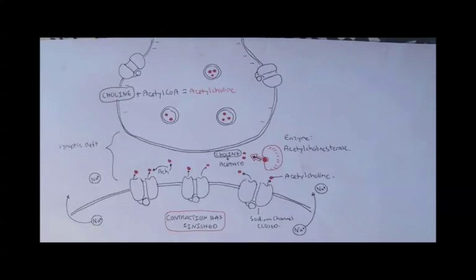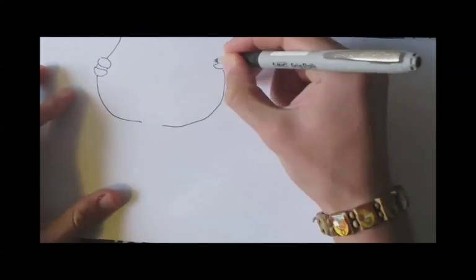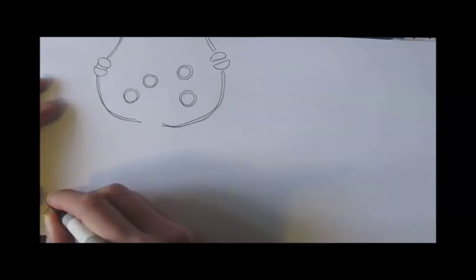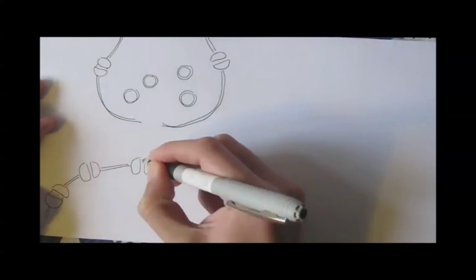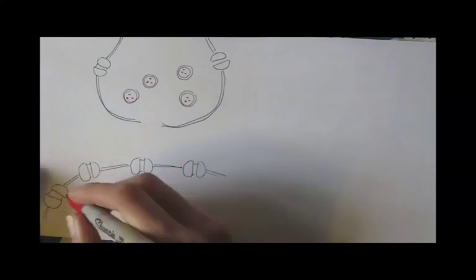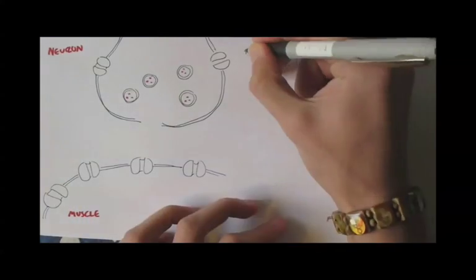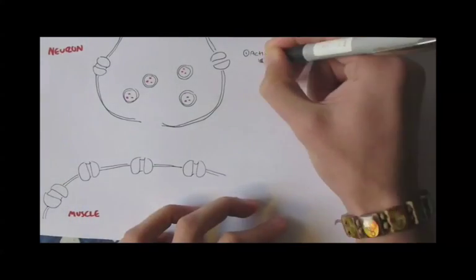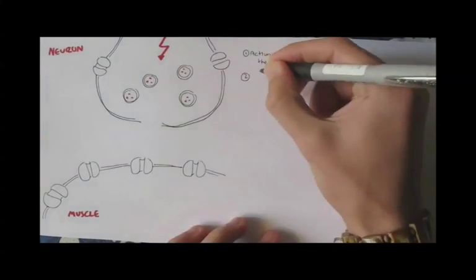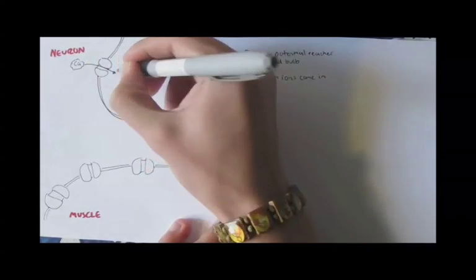Now let's look at everything again in a summary. So here we have the neurons and bulb, the calcium channels, these vesicles here, and here the muscle. We got the muscle with the sodium channels, the ligand-gated sodium channels. So again, let's recap. First thing that happens is an action potential reaches the end bulb. So action potential reaches it, and this causes calcium ions to come in because it opens up its channels. So calcium comes in.